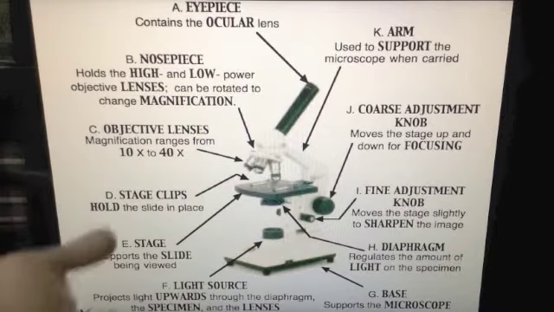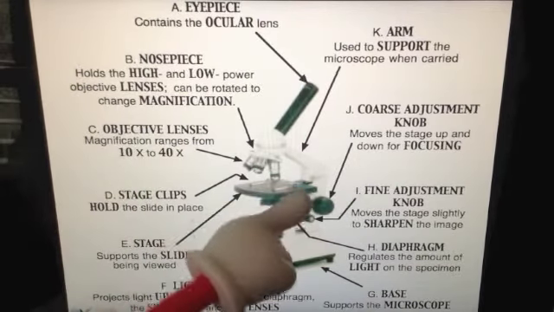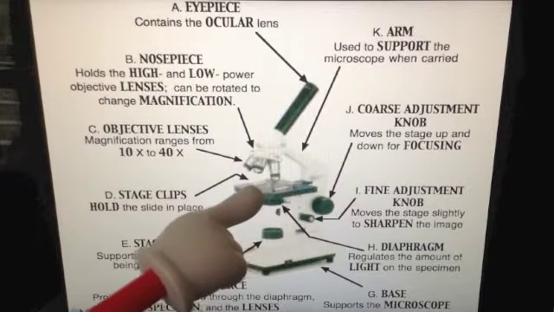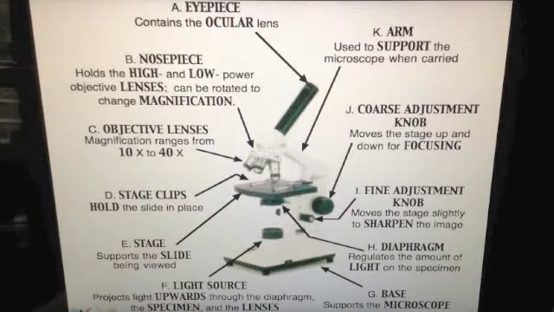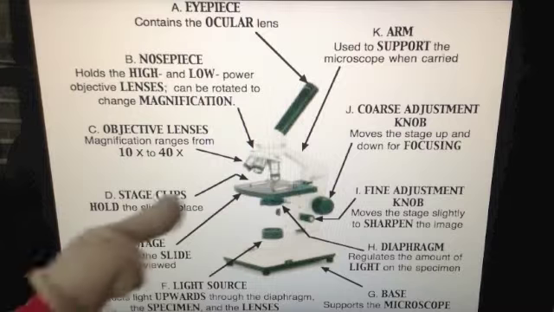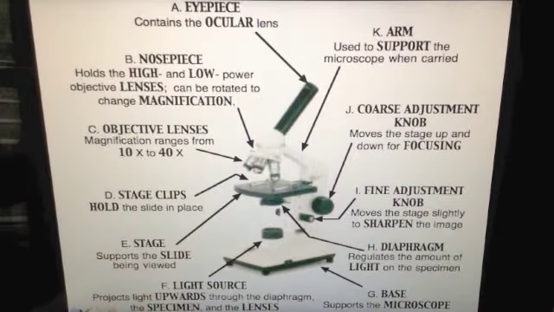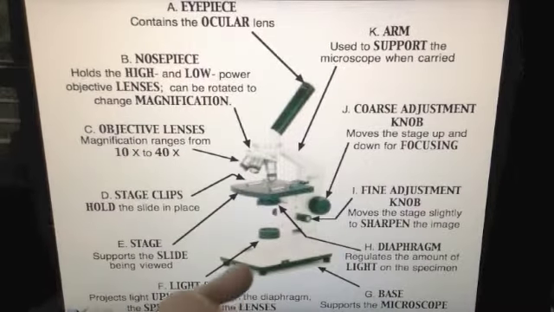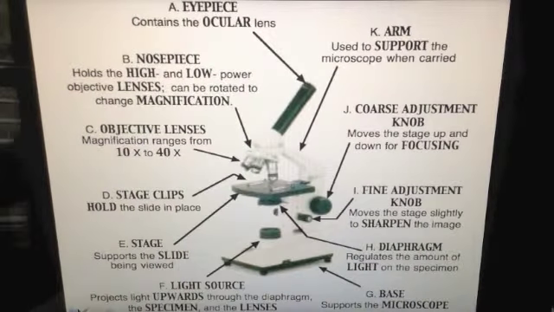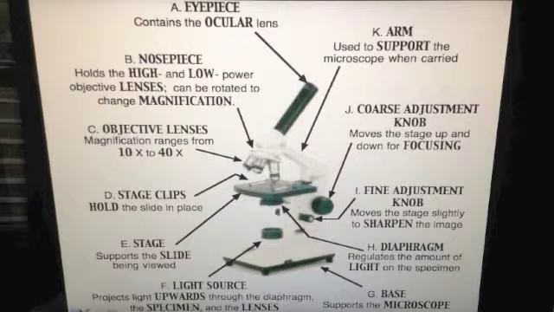The stage clips, which are right here and here, and they hold the slides in place. E is the stage, located right there, and it supports the slide being viewed. The light source, right here, projects light upwards through the diaphragm, the specimen, and the lenses.